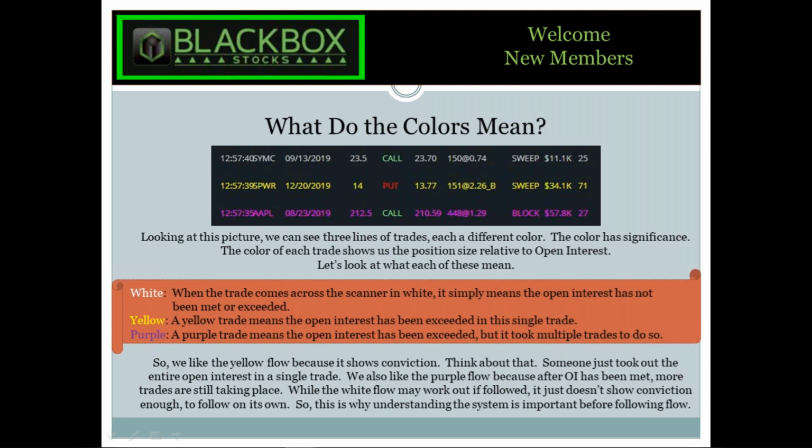So the best example would be that snap that I showed. So snap had 1,005 contracts in open interest, and that first trade that came in for 6,000 contracts came in yellow because 6,000 was bigger than the 1,000 that was currently in open interest. And then the ones that you saw for 400 contracts or 600, whatever the number was on that snap example, those were purple because open interest has been met already. So they're going to be purple, but that one trade didn't exceed the 1,005. So that trade is going to be purple because the single trade was less than the 1,005, but 1,005 has been traded for the day already. So from that point forward, that particular contract traded will show up in purple.